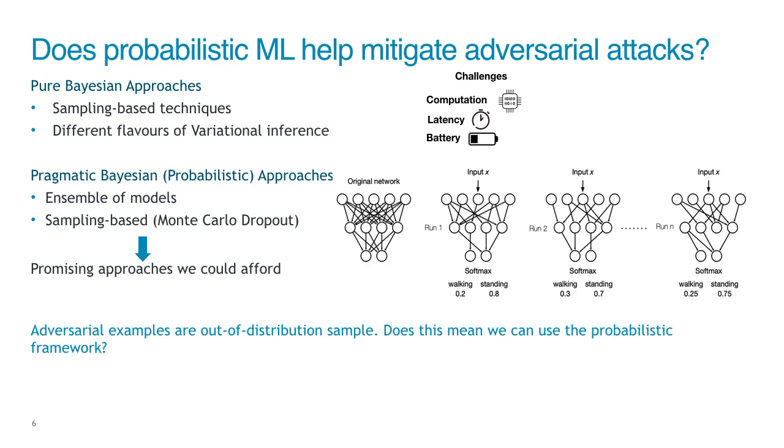However, if we were to consider a pure Bayesian approach, it would be very resource heavy in terms of computation, latency, and of course for these battery operated devices. And of course there would be an exploding number of parameters to consider in a pure Bayesian approach. Luckily, there are a couple of very well performing pragmatic Bayesian or probabilistic approaches, which might be ensembles of models or Monte Carlo Dropout, which are promising.